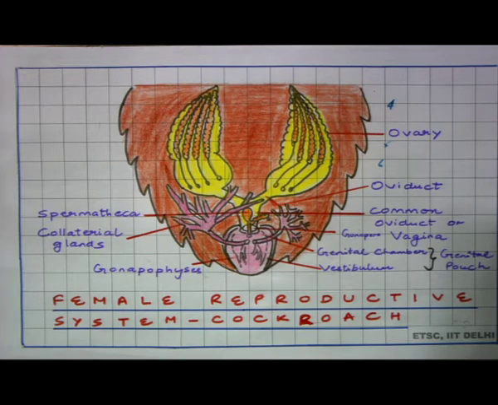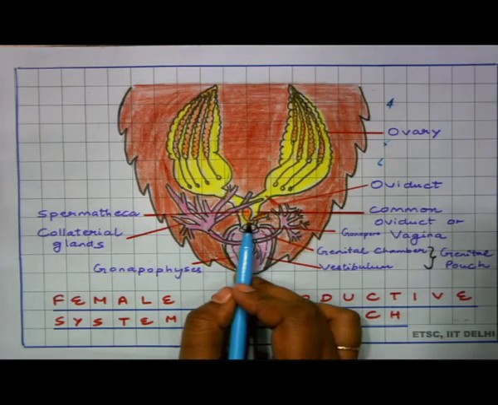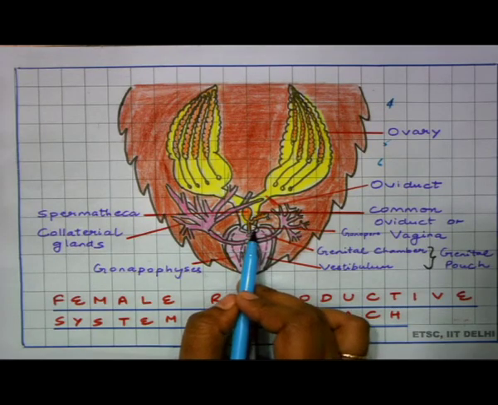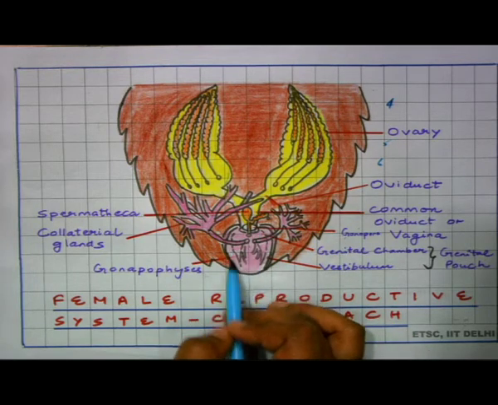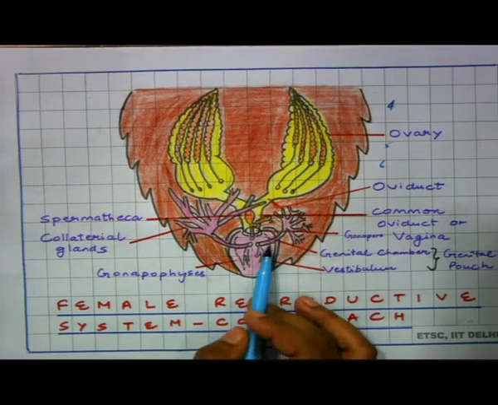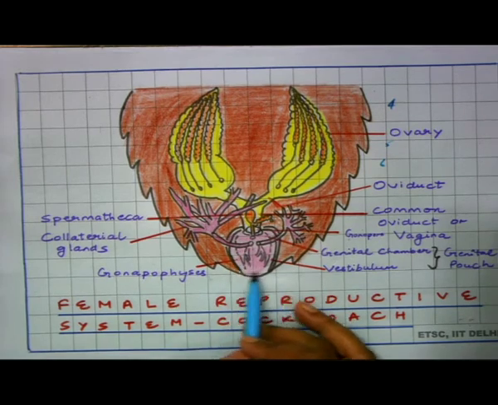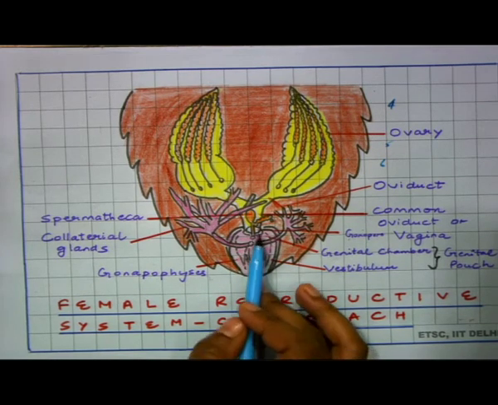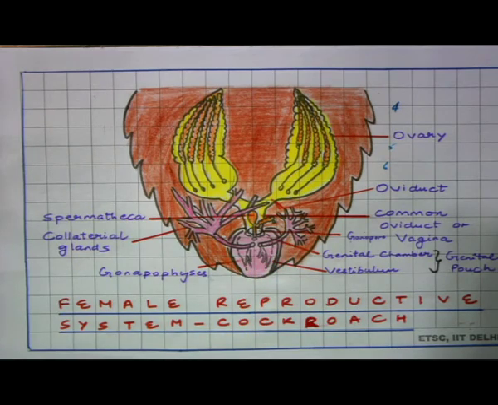Next, the vagina opens into, as you can see here, an aperture like structure which is known as the female gonopore, and ultimately it ends into the genital chamber. The genital pouch is a large boat shaped structure, and its floor is formed by the 7th sternite. The roof and the sides are formed by the 8th and 9th sternites.